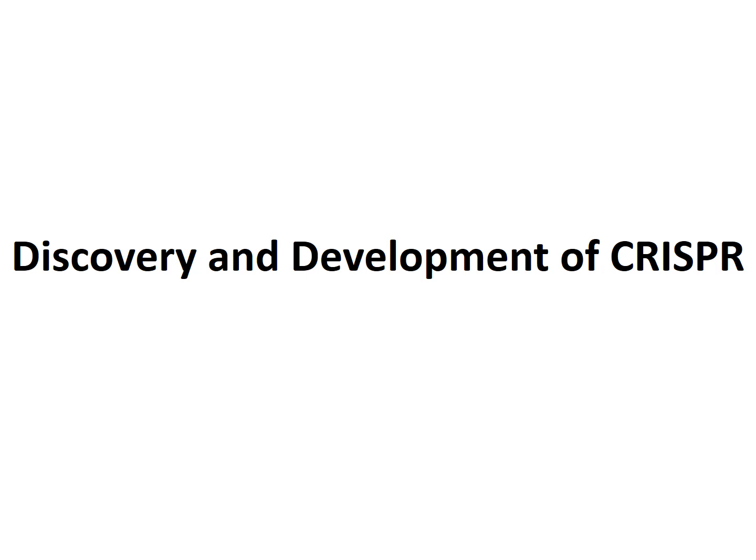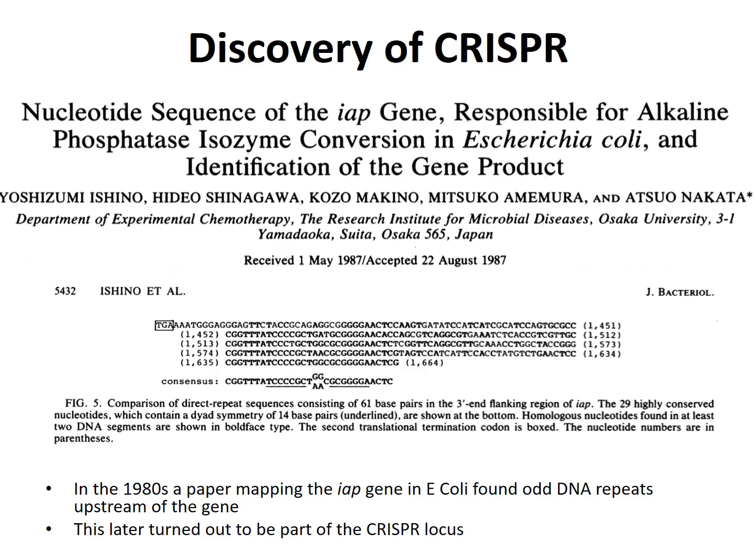Now I just want to give you a little bit of background on the discovery and development of the CRISPR-Cas9 system. As I said earlier, this is the canonical system that we use for gene editing every day now. So interestingly, although you may not have heard of CRISPR before 2012, it was actually discovered incidentally in the 1980s by a group in Japan.